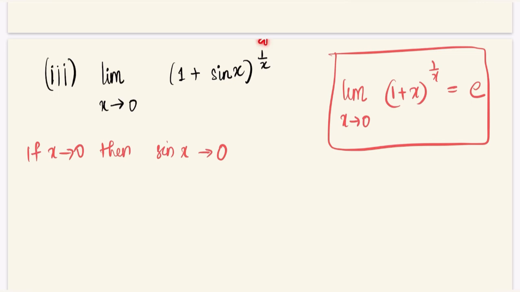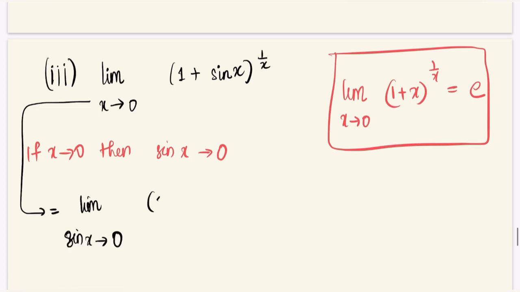But what about the power over here? I cannot replace this x simply by sine x over there. So for this I will have to do a slight adjustment. I will have to rewrite this as, first of all, limit as sine x tending to 0, 1 plus sine x the whole raised to 1 by sine x. Now you might be wondering where this sine x has come from. I have just deliberately put it over there.